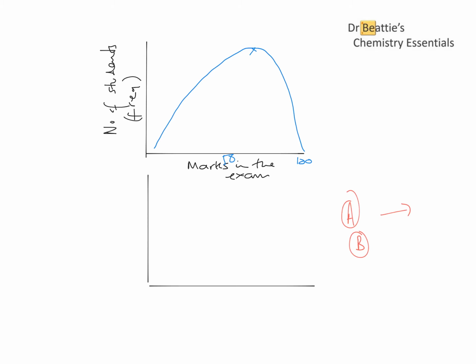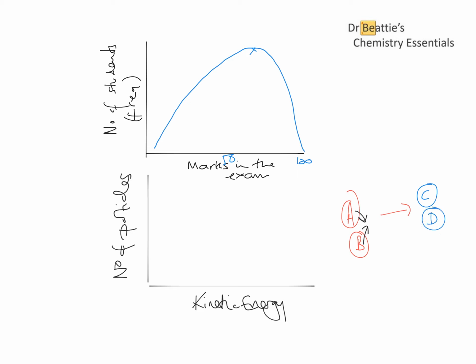And we can show a similar distribution called a Boltzmann distribution, which actually shows the kinetic energy of the particles, A and B are reactants, against the number of particles with that energy. Now, a successful collision would be if A and B hit with enough energy to form C and D. And we know that this minimum amount of energy required is known as our activation energy, or EA.